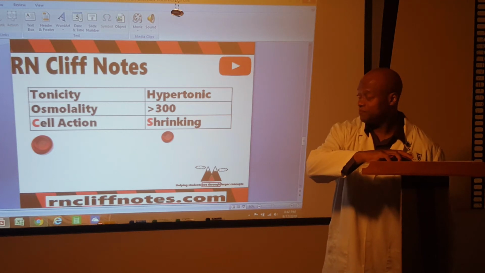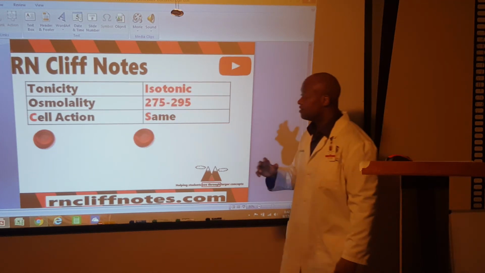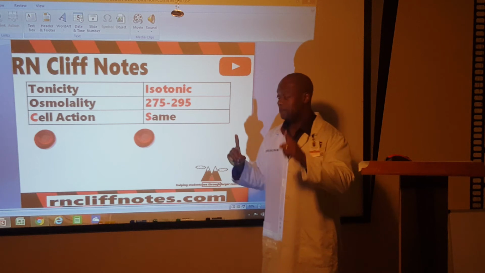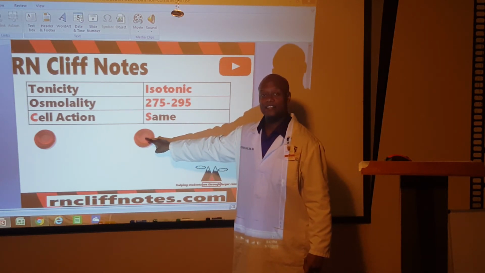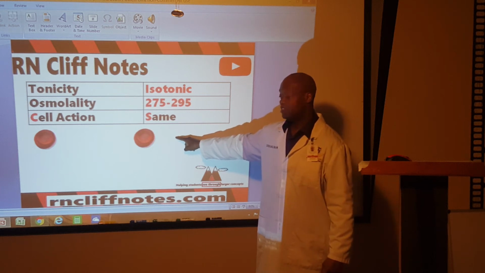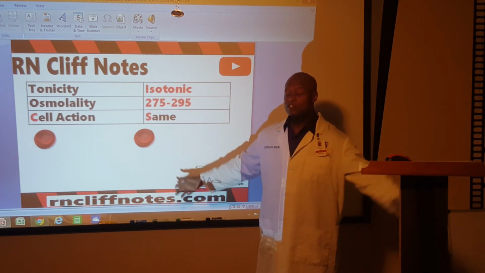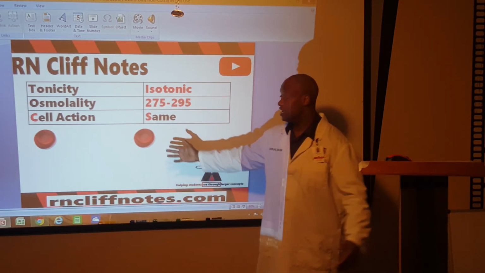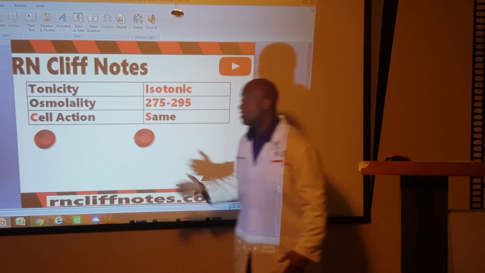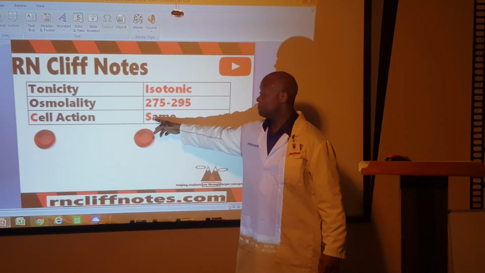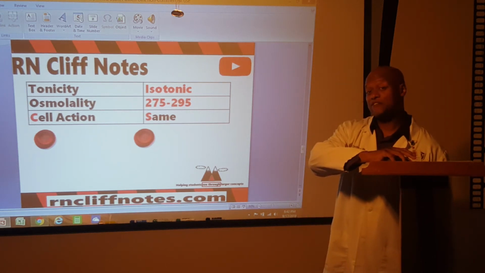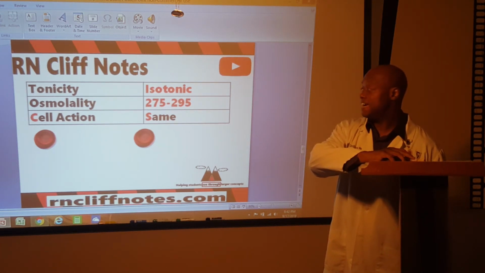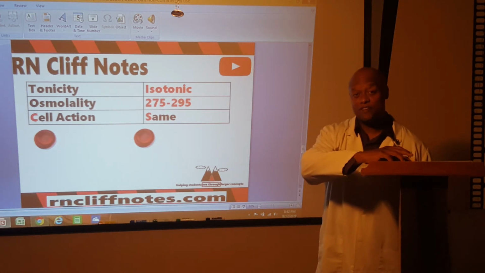And isotonic, right? Then that says that what? The same concentration of salt that's inside the cell is the same concentration of salt that's outside the cell. So what happens to the cell? It doesn't change its size. It remains the same. Our second S. So we had shrinking at first. Now we're at what? The same. All right, good. 275 to 295.